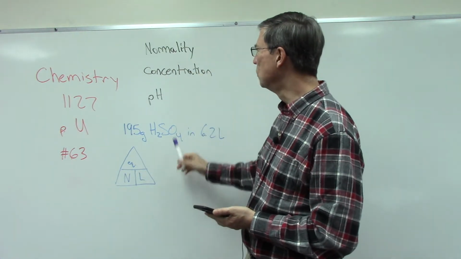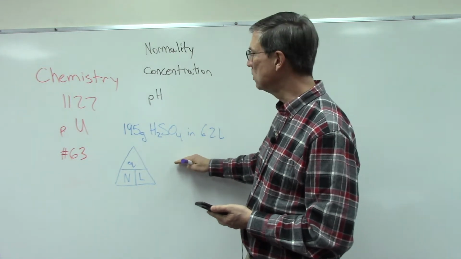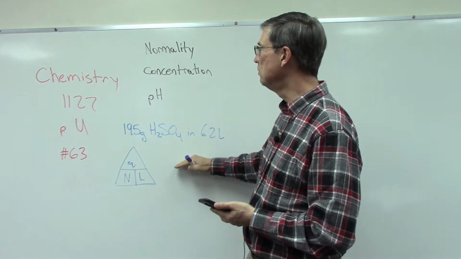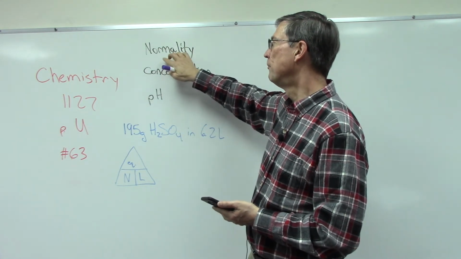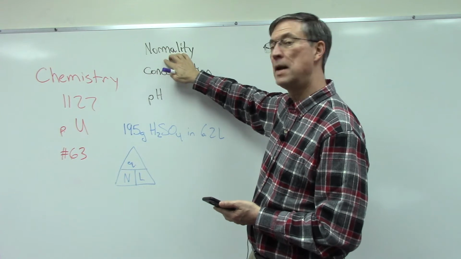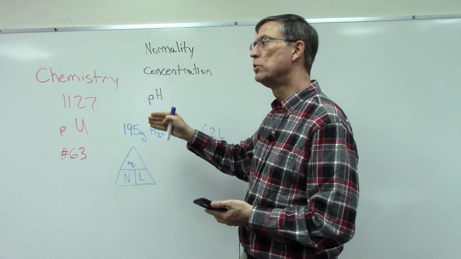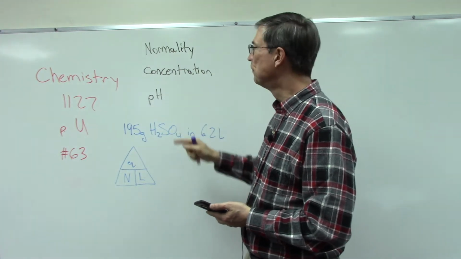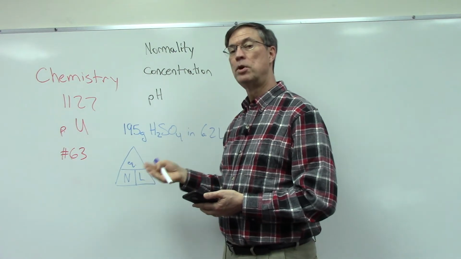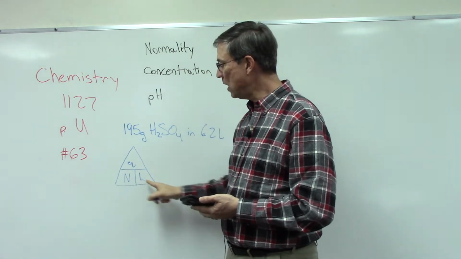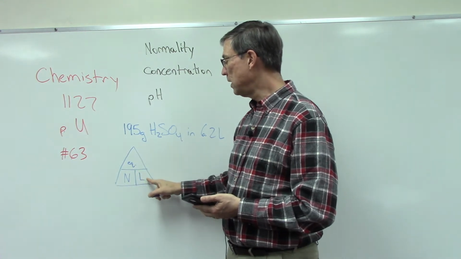But let's first do this one where we're asked to calculate the normality, okay? So there's problem 62 and 63, both of them we have to do normality. Remember from your reading that normality is kind of like molarity. So molarity was the number of moles per liter of solution. Normality would be the number of equivalents per liter of solution. So in the magic triangle here, normality is equivalence divided by liters of solution.